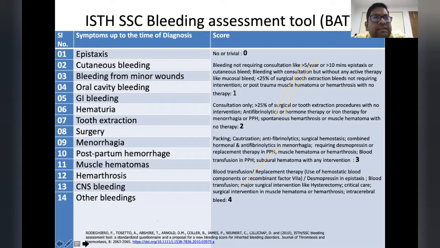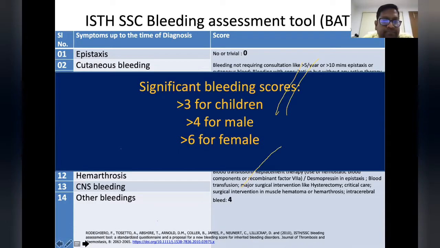But if the bleeding is so intense that it required consultation only without any intervention, you can put a score of 2. Whenever an intervention is required, but that does not involve blood transfusion, replacement therapy or desmopressin therapy, you can put a score of 3. Any bleeding manifestation that requires transfusion, replacement therapy, desmopressin therapy, etc., or surgical intervention or suturing, etc., you can put a score of 4.